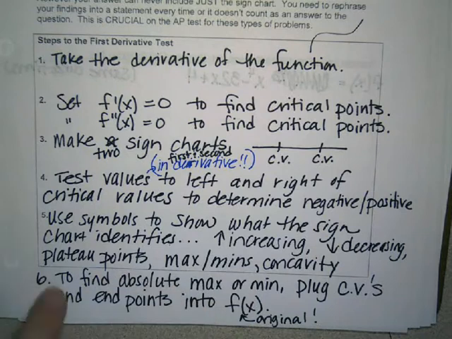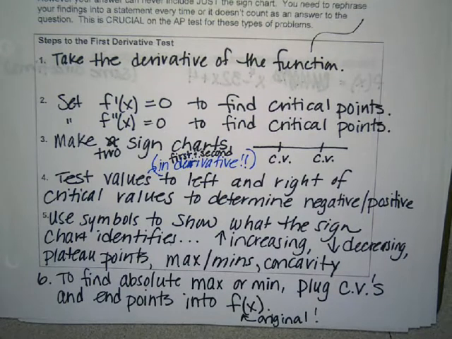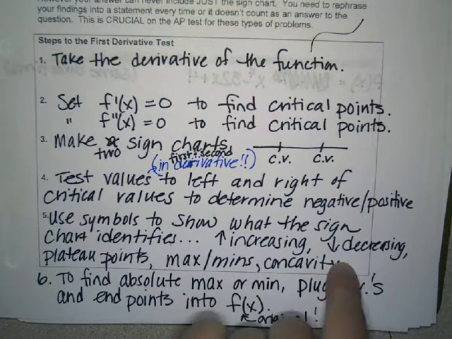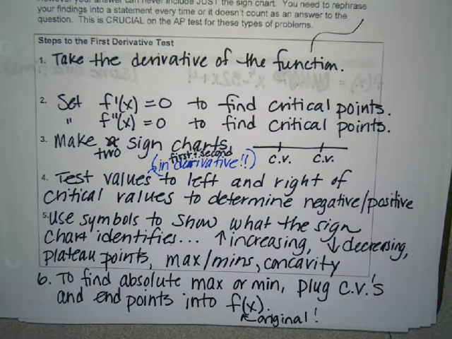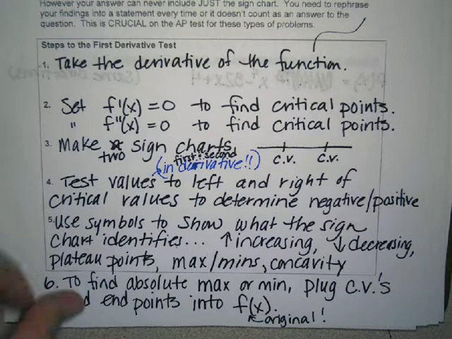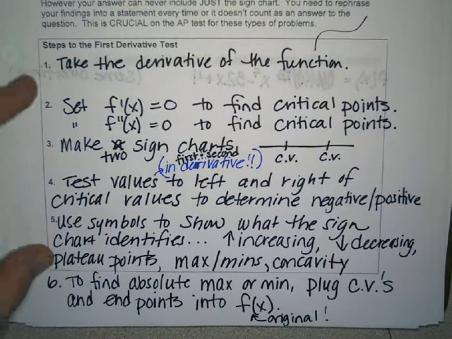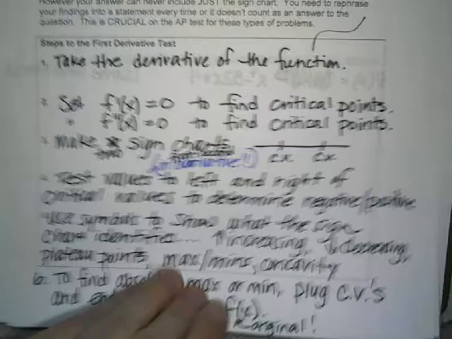So when they do ask you to do that, or when I ask you to do that, you're going to plug the critical values into your original function and your endpoints, and then the highest y value wins, basically. You're just basically creating a T-chart here in this step. But where we're going to focus our attention for this standard are these 5 steps here. Make sure we have those down, because this is just like an afterthought. We need to make sure we have this process down well.